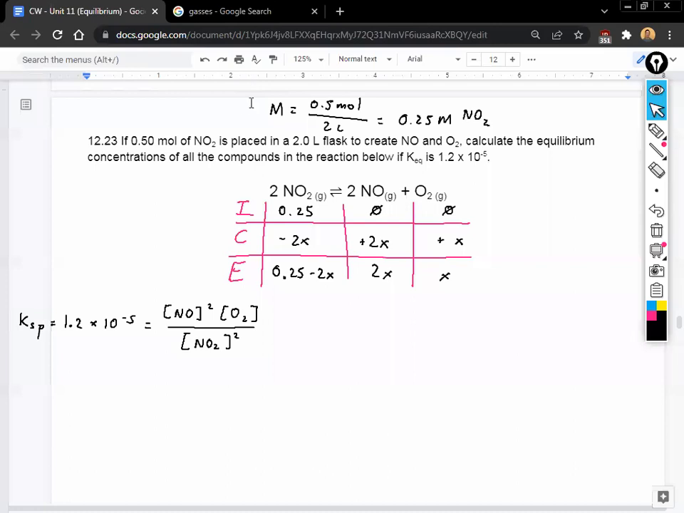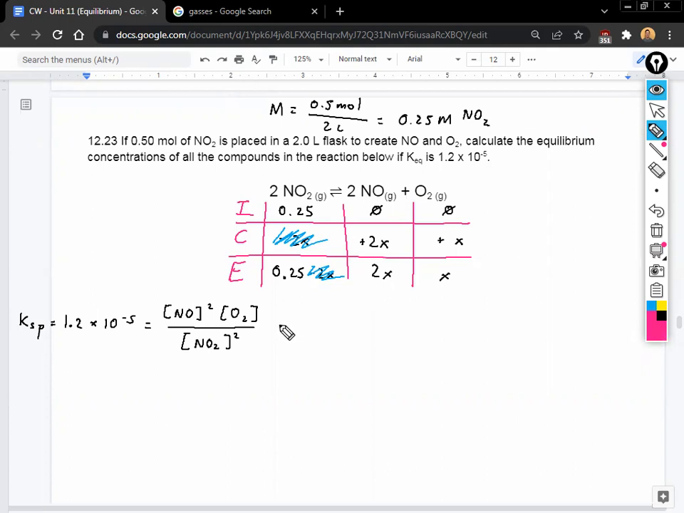Okay, let's finish up with this problem. So I have the ice table for you. I have the Ksp equation. What we want to do probably is try to test the 5% rule. So we're going to start off by assuming that x is really small for the reactant. Let's plug it in, see if it passes the 5% rule. And if it does, then we can move on. If not, we're going to have to do the quadratic.